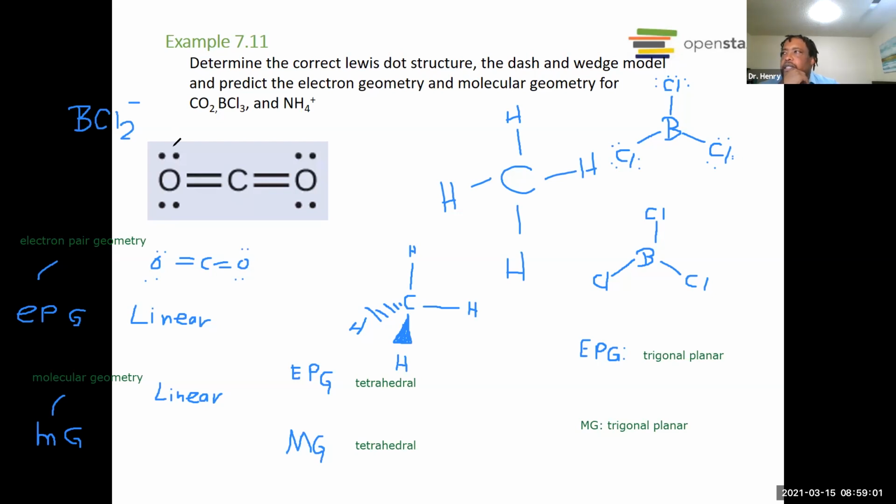Okay, if we had BCl2 minus. So in other words, we're getting rid of one of the Cl's. But now you have 1 extra electron, right, on top? That's right. So we'll have a lone pair up top. So is that where it's going to be trigonal planar, and then it would be bent? That's right. So in that case, the structure is going to look something like this. And then it's going to be trigonal planar and bent. That's right. Bent.